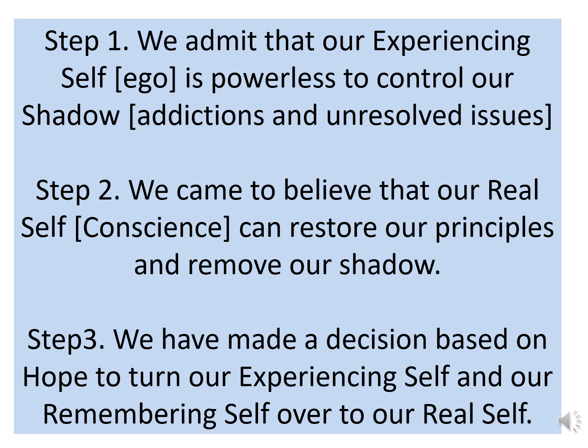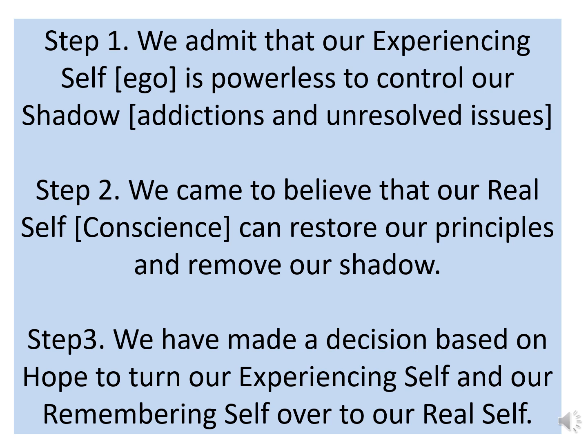We've now got to the end of the first module, so we can restate the first 3 steps based on the 2025 model, as distinct from the original AA 12-step program. Step 1, we admit that our experiencing self, the ego, is powerless to control the shadow, that is, the addictions and the unresolved issues. This is because the ego is driven by greed and does not want to control the shadow. In fact, it wants to maintain the shadow.